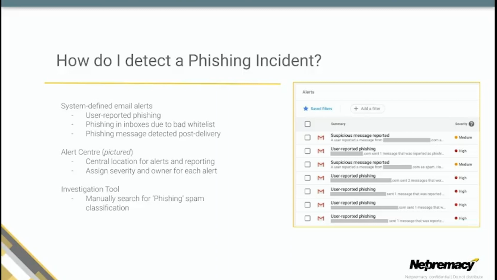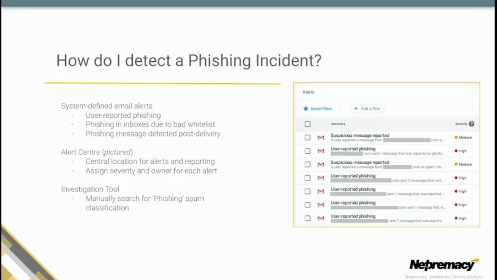So we can rely on system-defined email alerts in G Suite. When users report a message as phishing, we can get an email alert, or we can get things in the alert center as well. We can also get alerts for phishing emails that arrive in the inbox due to bad whitelisting. So if there's an approved sender and it's sent a weird looking email, but your systems have just said, yeah, it looks fine, go for it, we can get an alert for that as well. We can also notify for phishing messages that are detected post-delivery, so if it was reclassified after it's been sent to a user's inbox. And like I mentioned, we can get email alerts, or we can have it all centrally in the alert center, which is what this picture on the right-hand side is covering.